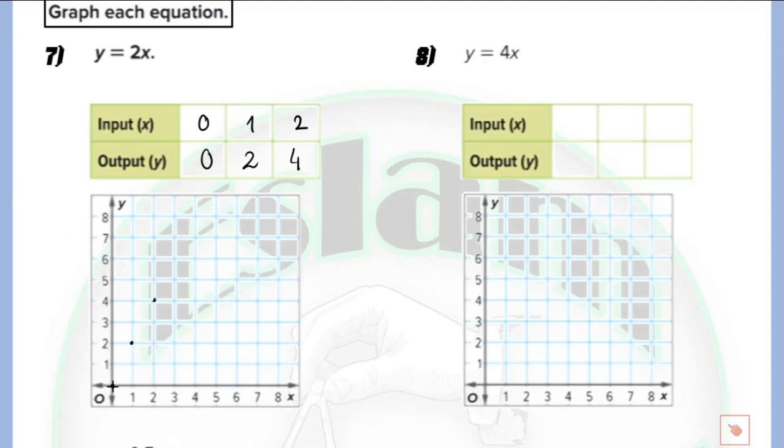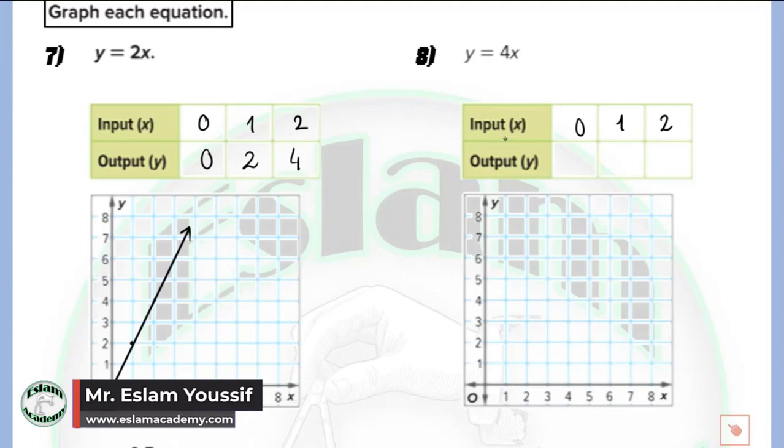Now we need to graph. You will find that the graph will be a straight line. So we have here a linear function. Again in question number 8, we said I will choose the values for x as 0, 1 and 2. You can choose any other values, but it will be easy if you choose 0, 1 and 2.